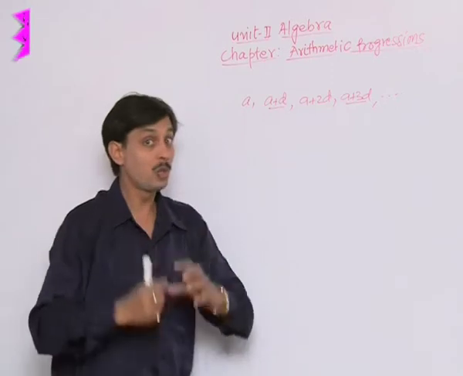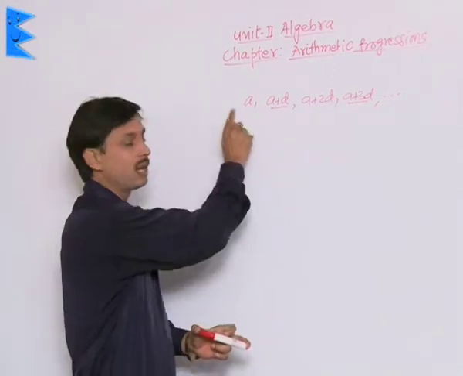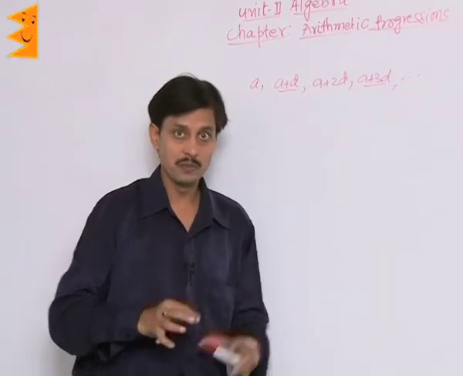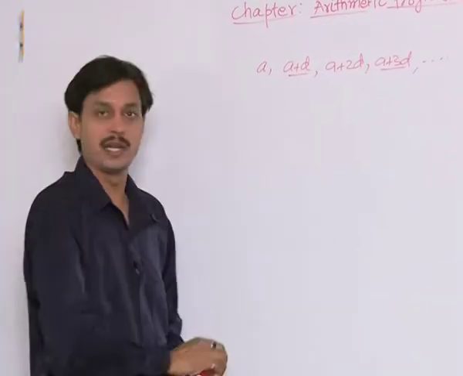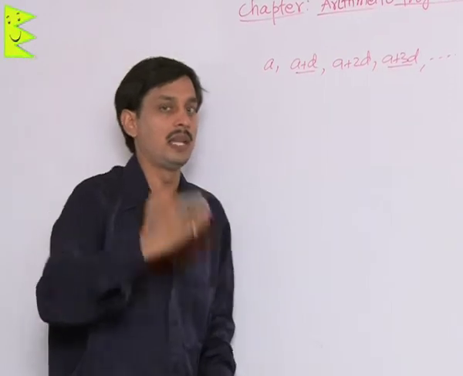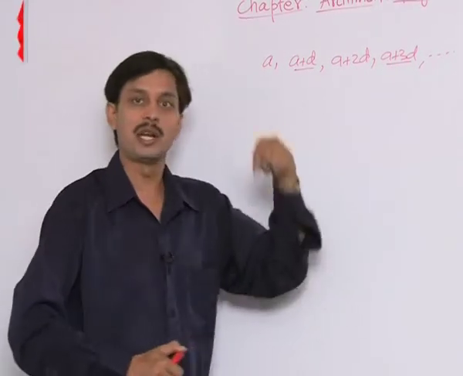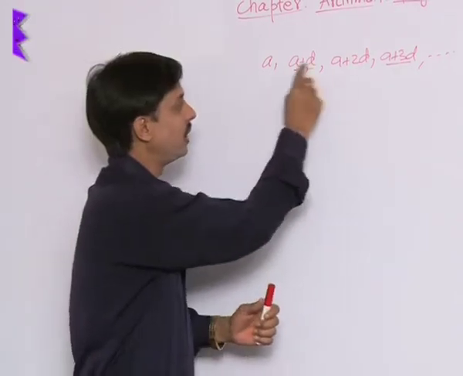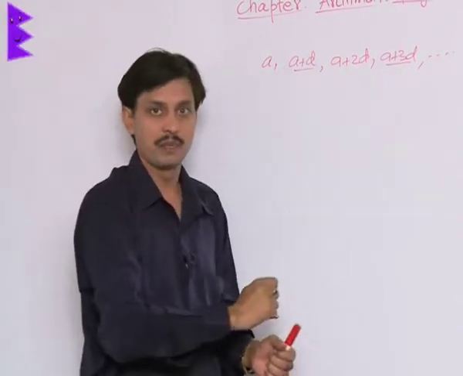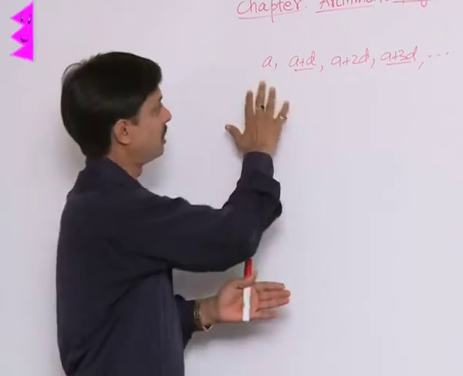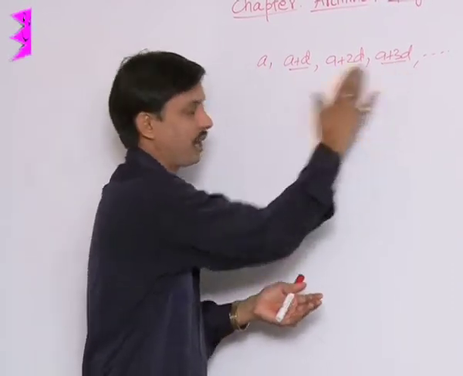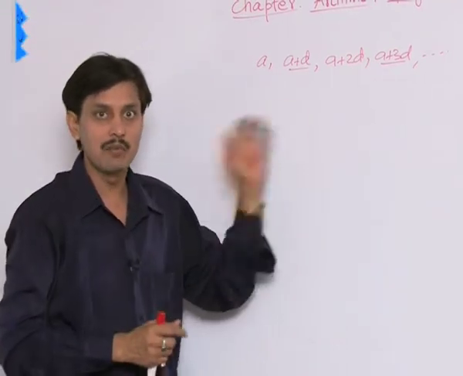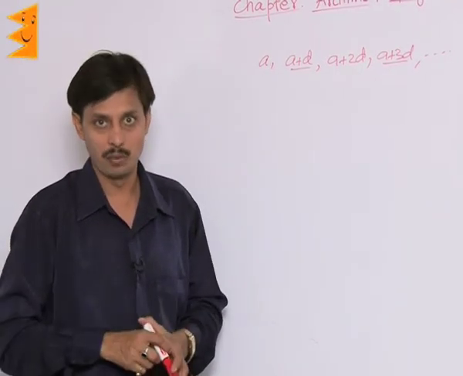So what is going to happen? We can find any term, because the first term is known to us, that is A, and as and when we increase by the constant number known as D, we get the immediate next term, and the next. So this is a pattern, this is a sequence, this is recognizable, this is formulable. We can develop its formula.